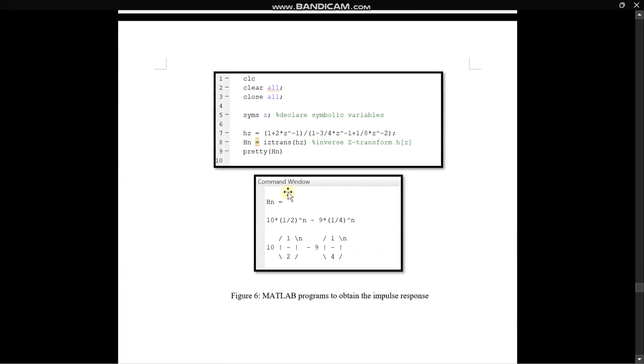To obtain the impulse response, we type the code like this: clc, clear all, close all, syms z, H(z) equal to the equation, and h[n] equal to iztrans, which means inverse z transform, and we get the command window here, which is the final answer for the impulse response h[n]. So the answer is 10 (1/2)^n minus 9 (1/4)^n, which is also the same as the calculation method. So that's all from me. Thank you.